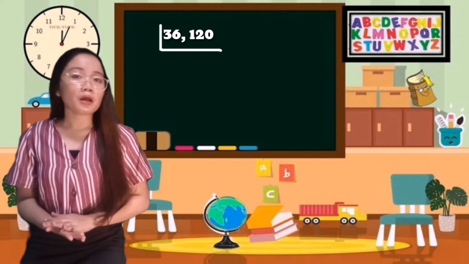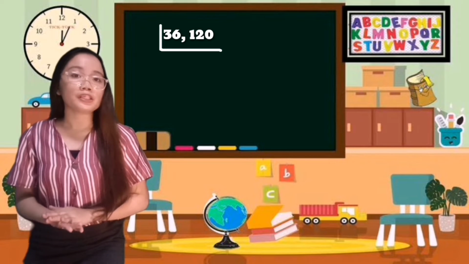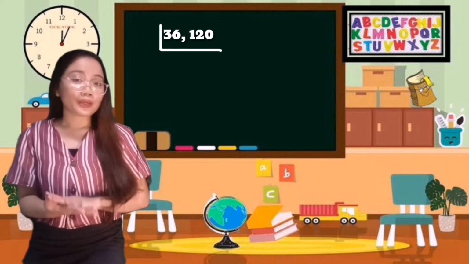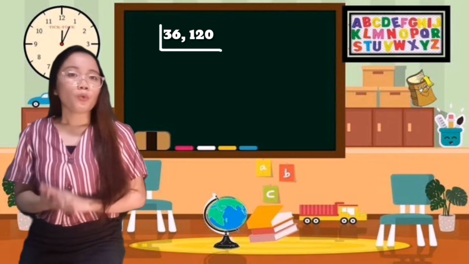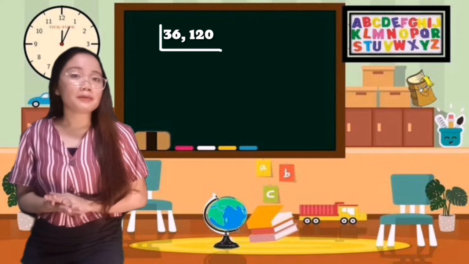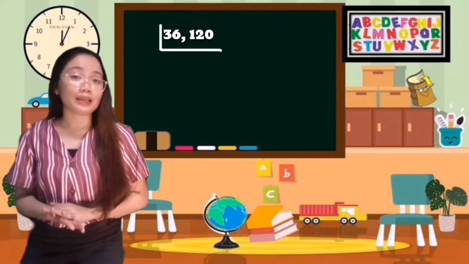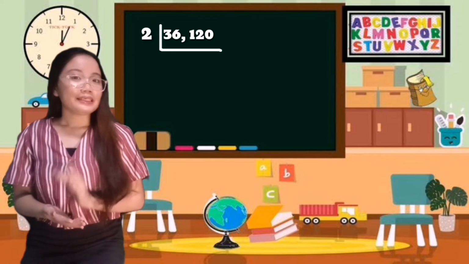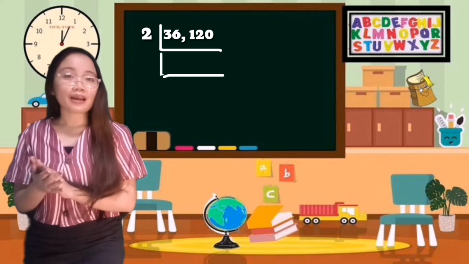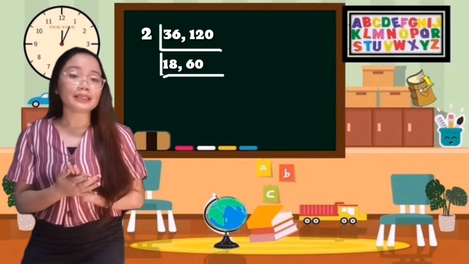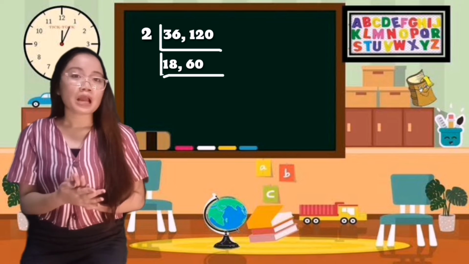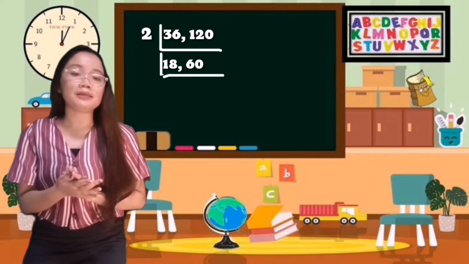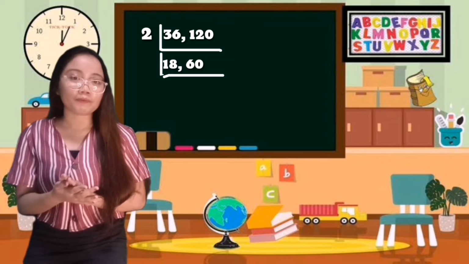Take note that the prime numbers we are going to use always start with 2, then 3, 5, and 7. Let us start. What is the prime number that is divisible with 36 and 120? Yes, it is 2. 36 divided by 2 is equal to 18, and 120 divided by 2 is equal to 60. How about the prime number that is divisible by 18 and 60?